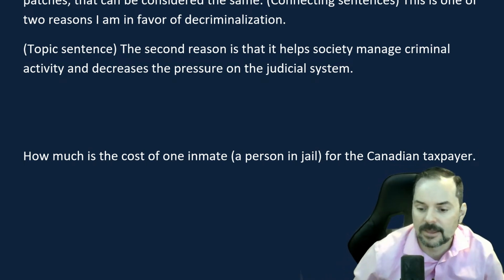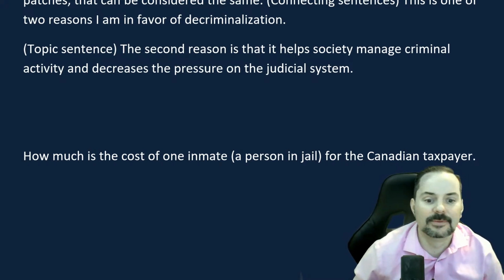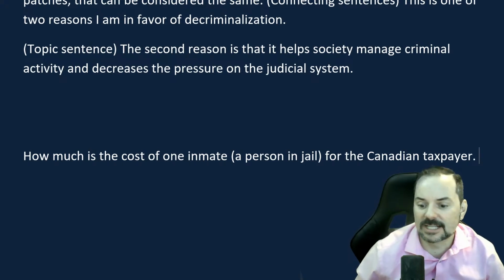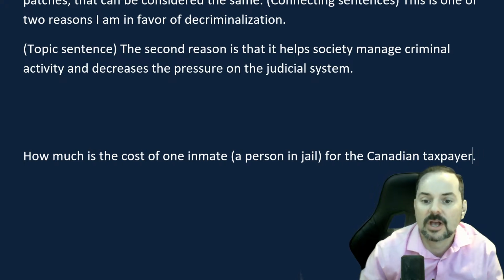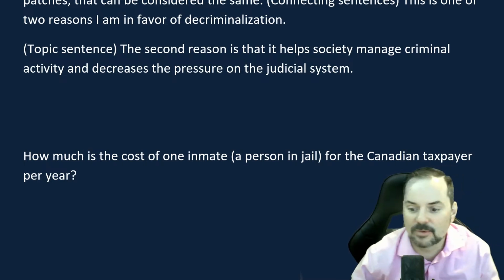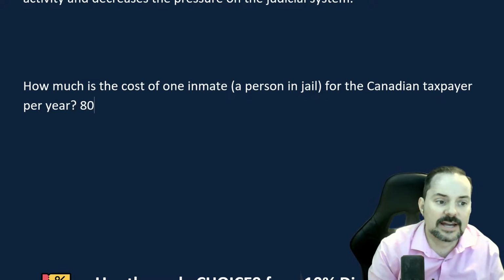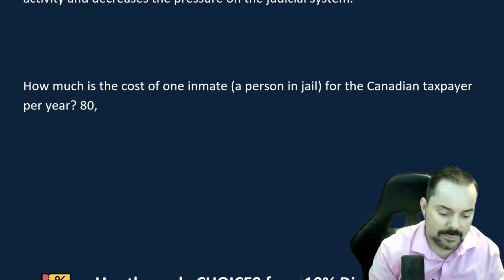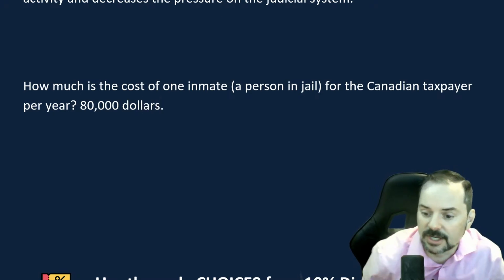Okay, Alexi says $100 for the Canadian taxpayer per year. Sorry, I should say how much is the cost of one inmate, a person in jail, for the Canadian taxpayer per year? Okay, let's make this a proper question. Okay. Carolina, very close. The last statistic I heard was $80,000. But that was a few years ago, so I bet you're actually closer, Carolina.